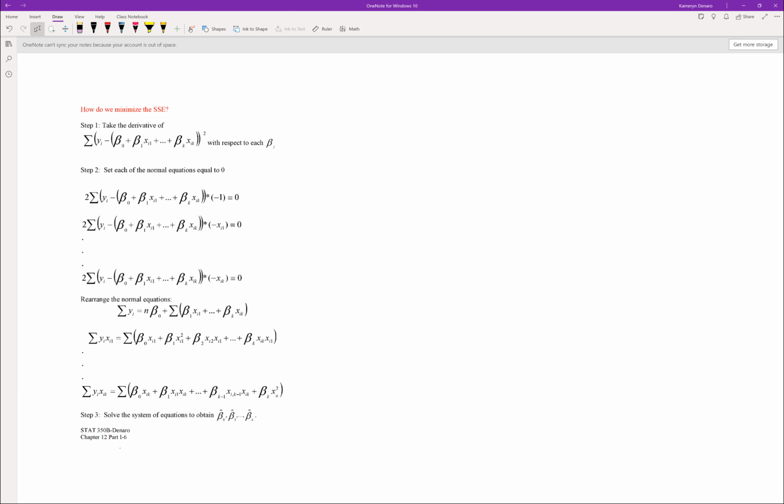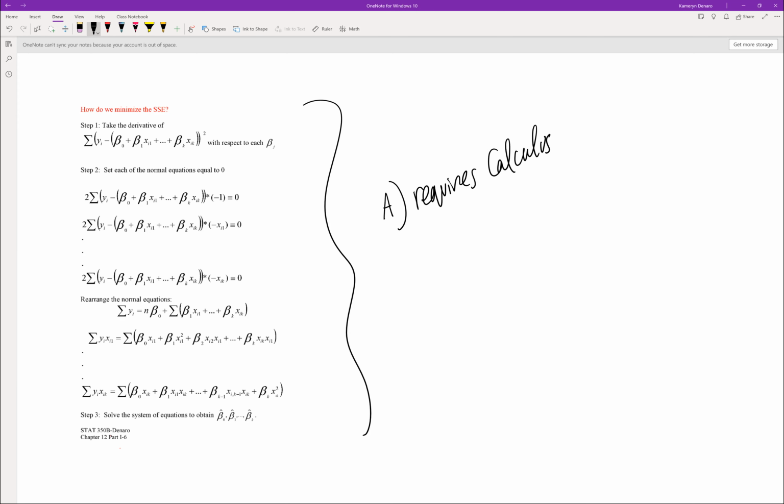Now, the reason why I say this is beyond the scope of our class is because A, this requires calculus, okay, to do all the derivatives and solving. B, at the end of the day, we're going to use computer programming to do this. So essentially you can use R, Stata, Python, whatever you prefer to get the least squares regression estimates.